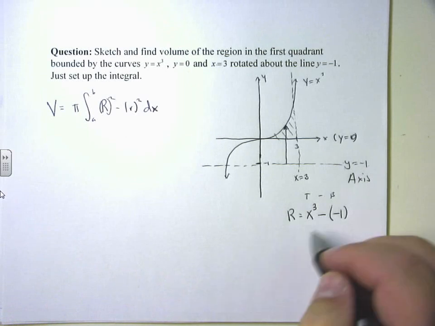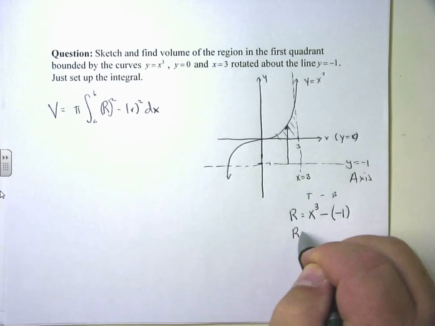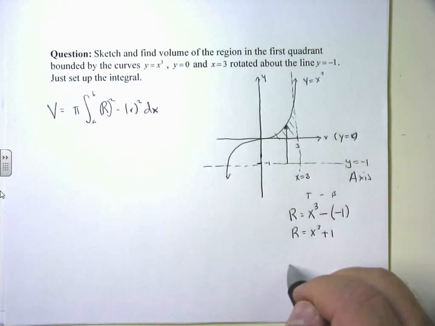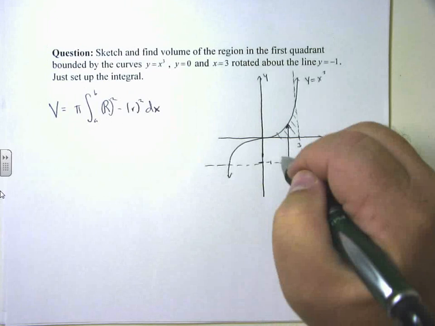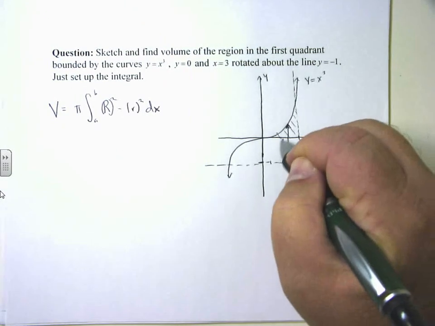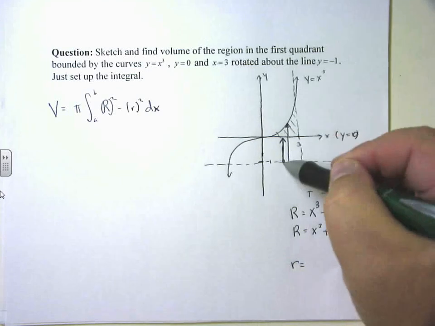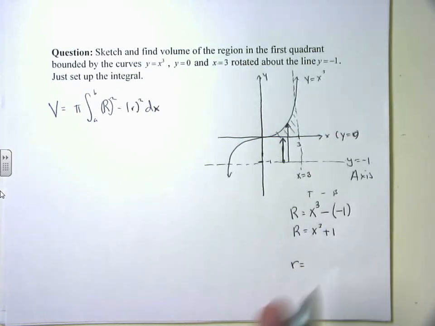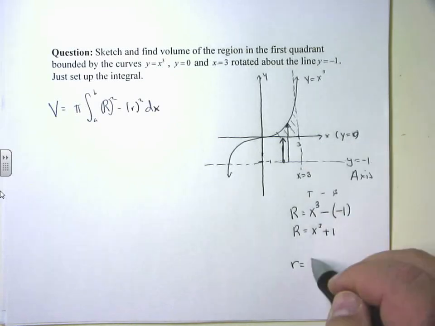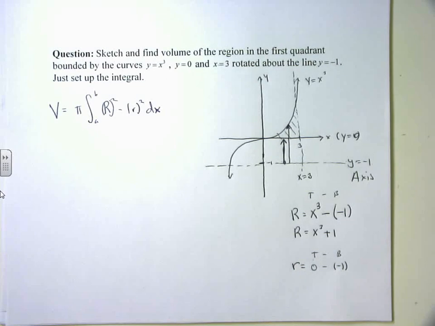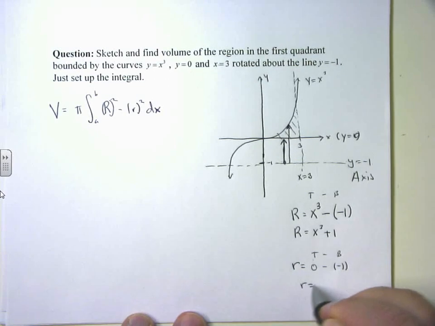Now, of course, you'll clean this up. Minus a -1, my big radius function is going to be x cubed plus 1. And now my little functional radius would be, again, from the axis of rotation to the inside part of my region. Again, it's top minus bottom to calculate my distance here because I'm going vertically. So top is y equals 0, minus bottom is, again, minus -1. So when I clean this up, a minus is a plus, so r equals 1, the little radius.